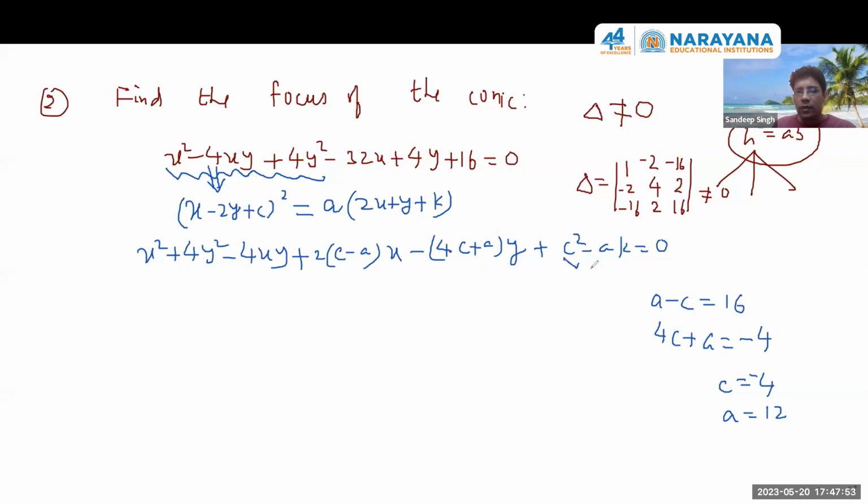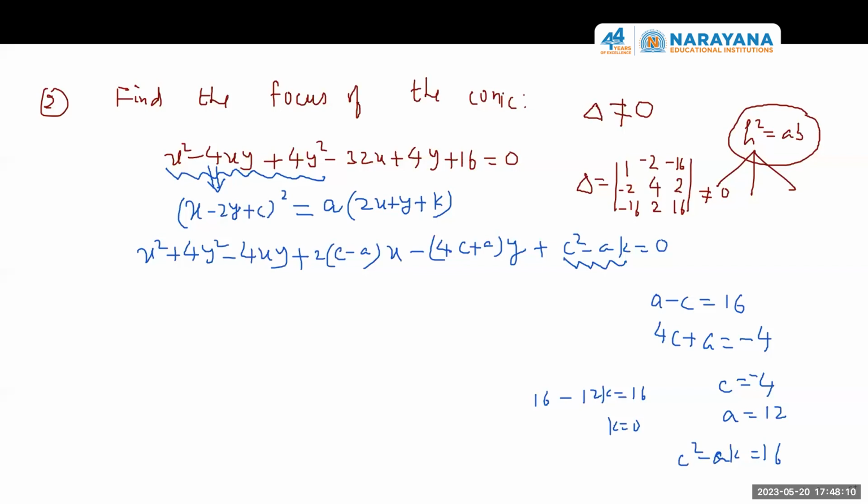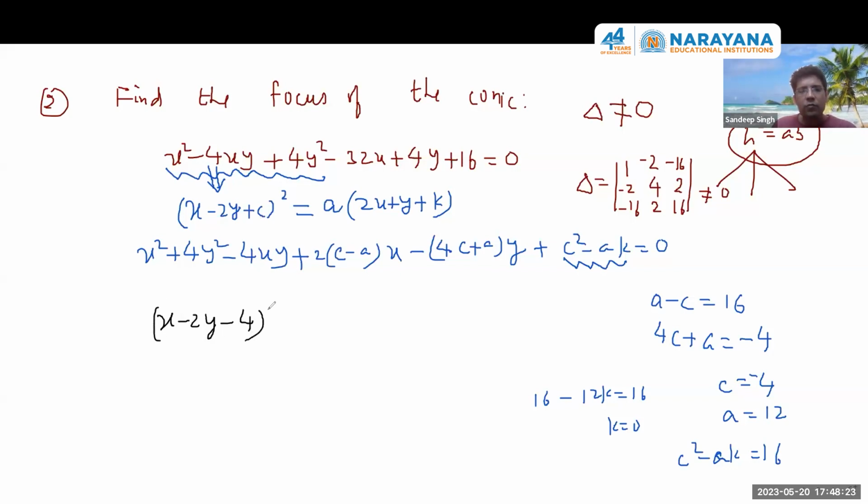And the last constant term, if you equate, c square minus ak must be 16. So tell me what is going to be k. So c square is 16, so 16 minus 12k equals 16. That means k is going to be 0. Okay, so now you tell me how you are going to represent this parabola. Sir, the focus will be represented as 2 comma minus 1. Yes, correct. So x minus 2y plus c, so c is like this. See, conic sections problems will be directly based on the basic properties. So you must be comfortable doing that.